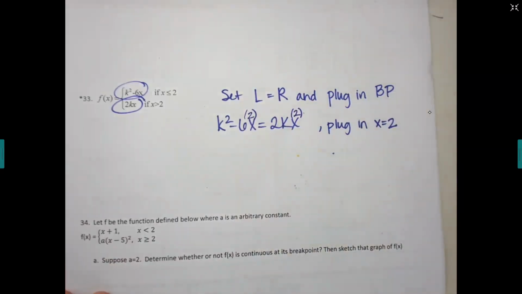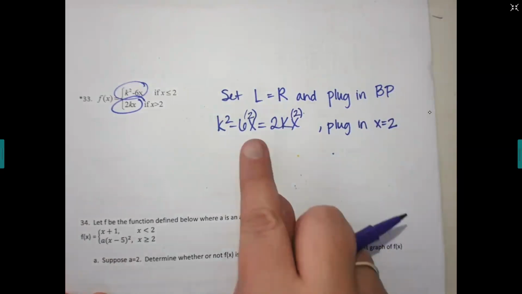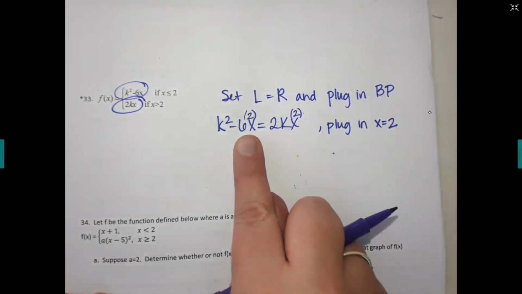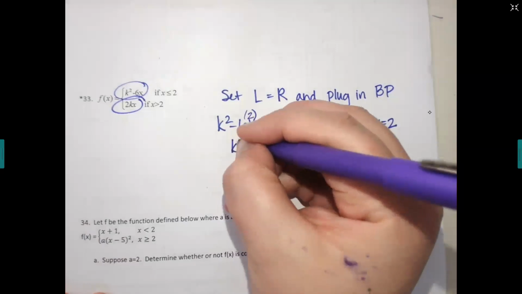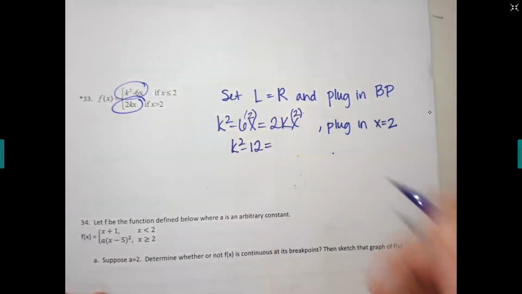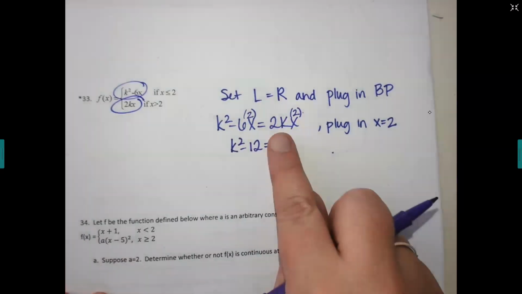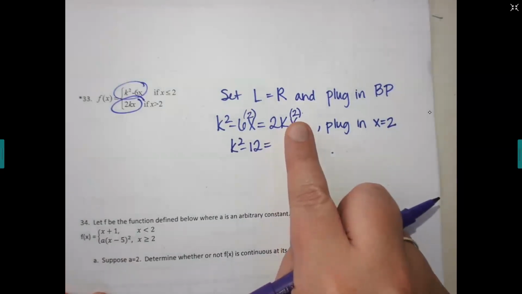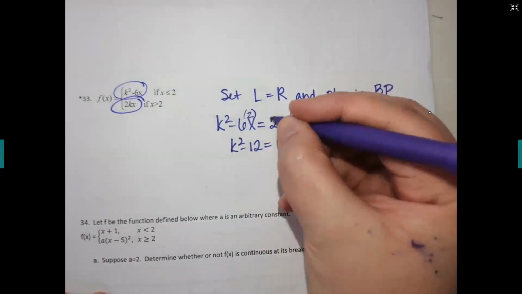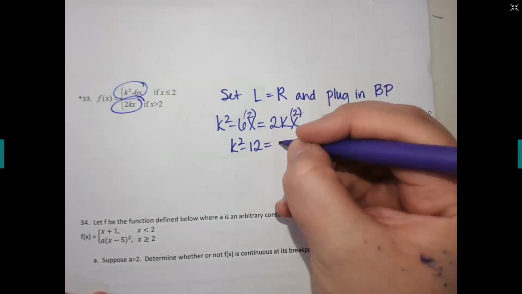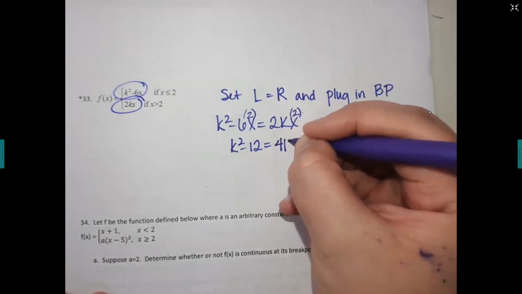So I have k squared minus, what's 6 times 2? So k squared minus 12. Now I have a 2k times 2. What's that? 2k times 2 would be 4k.